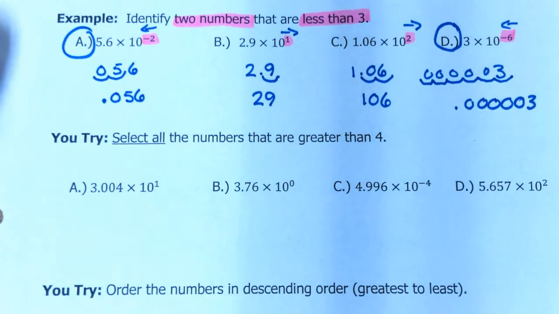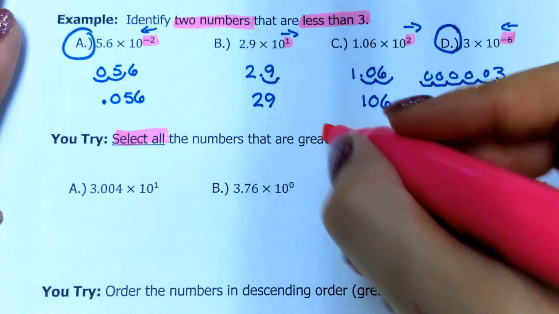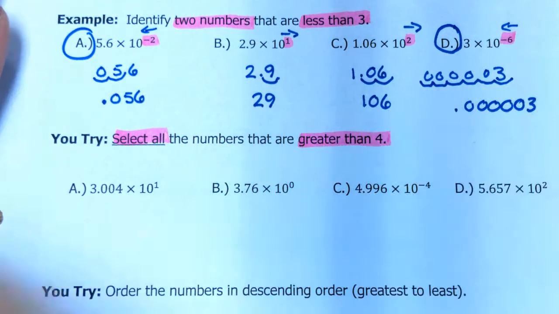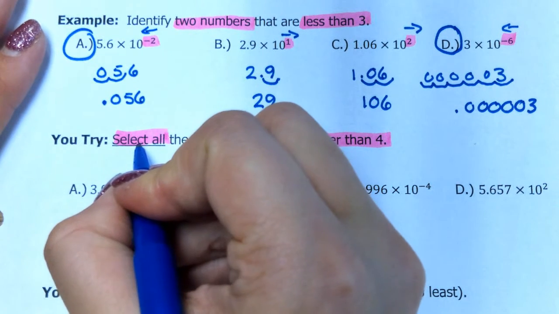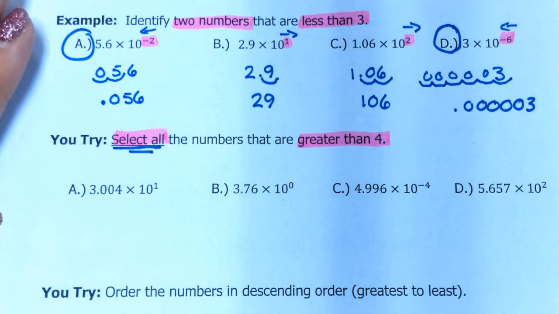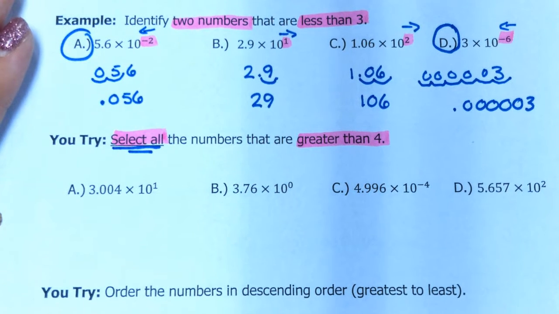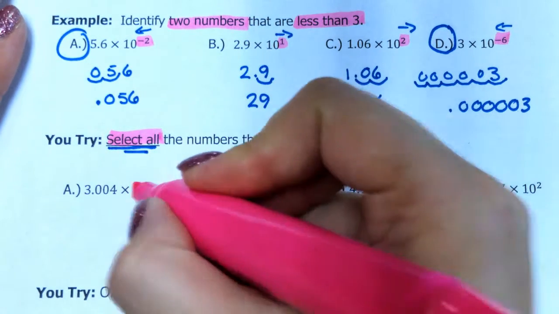Let's look at the next one. Select all numbers that are greater than 4. Alright, so now I'm doing greater than. So a little switch of the brain there. And when it says select all, that's kind of a key term to tell you there are going to be more than one answer. It doesn't tell you how many, but you know you should have more than one when it says select all. So again, I'm going to highlight my exponents here.